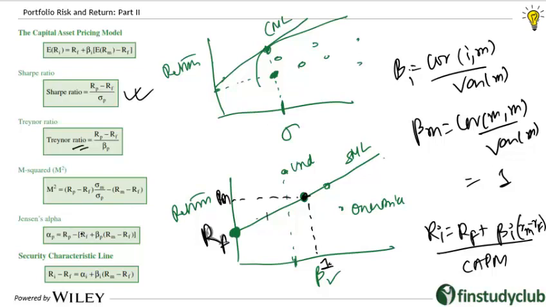Coming over to Jensen's alpha, we see that some of the securities, if they are able to generate return better than what is expected of them, going by the CAPM model, the extra return that they give would be known as alpha. So I look at the return of the portfolio minus return of the portfolio as it should be going by the CAPM model, which is Rf plus beta P into Rm minus Rf. So Rp minus this sort of a risk adjusted return gives you the abnormal return.